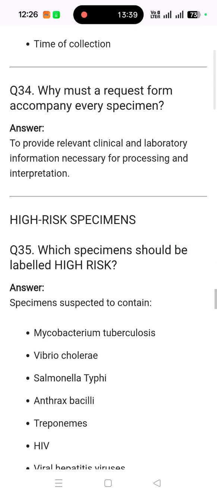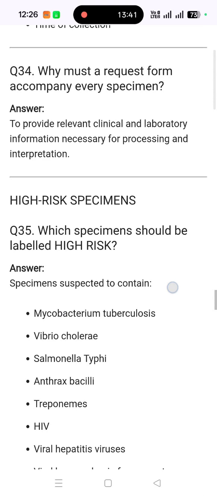Very important. Why must a request form accompany every specimen? To provide relevant clinical and laboratory information necessary for processing and interpretation. What you want, it should be there on the request form.